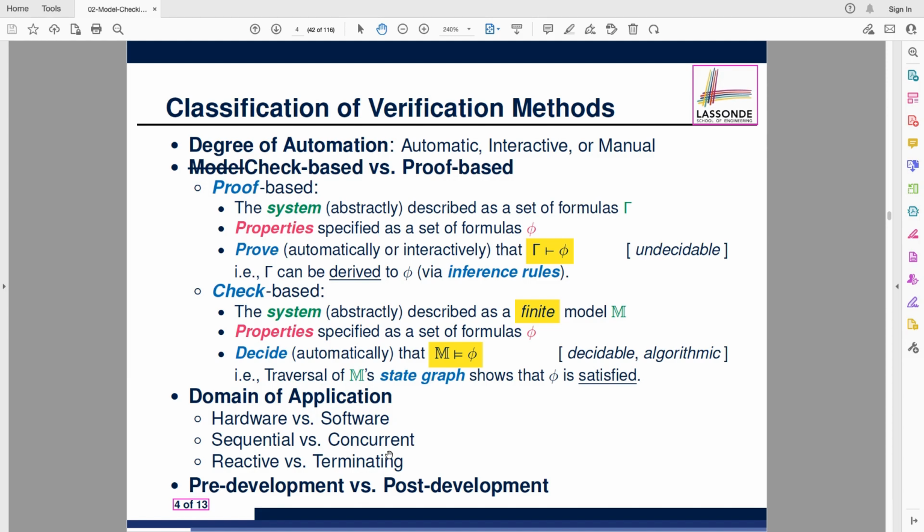Pre-development versus post-development. Either you try to do formal verification before you ever write your code, which is good, right? Or some people say, I have already implemented my Java code, I simply translate the whole thing into TLA plus and try to model check it. That's post-development. And we obviously know which one should be more preferred. But sometimes you may not have a choice.